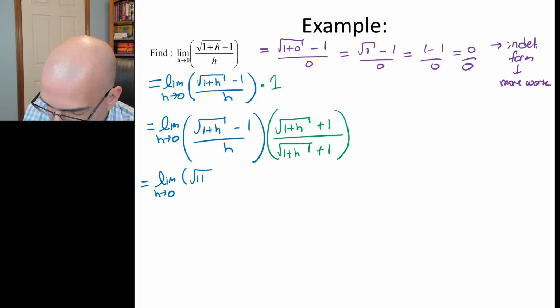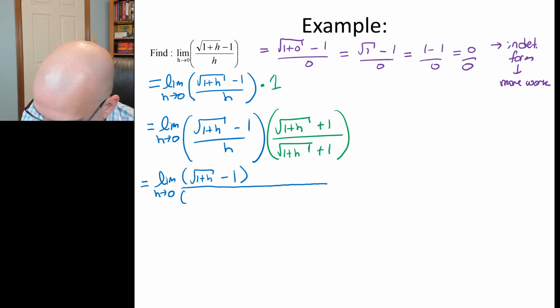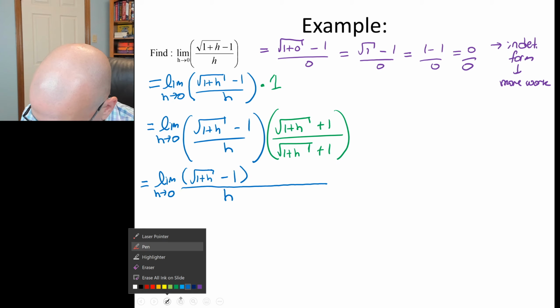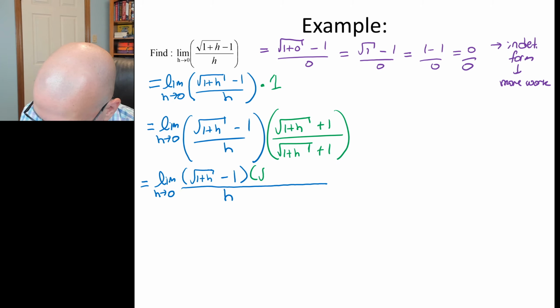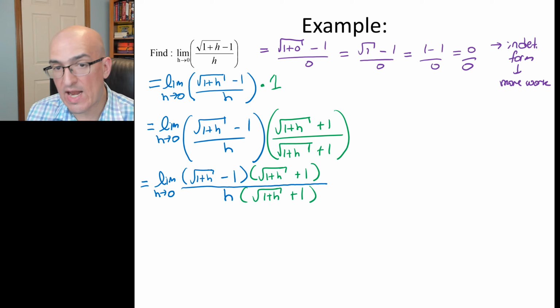So square root of 1 plus h minus 1. Bottom we have h. I'll maintain the color scheme. Square root of 1 plus h plus 1. Square root of 1 plus h plus 1. Now we'll FOIL the top.